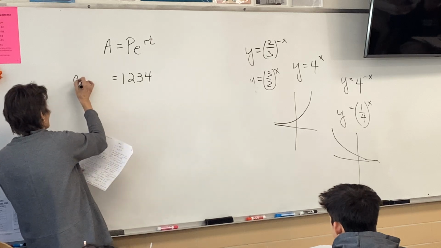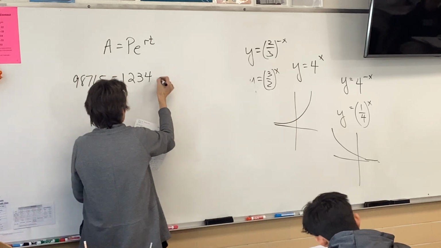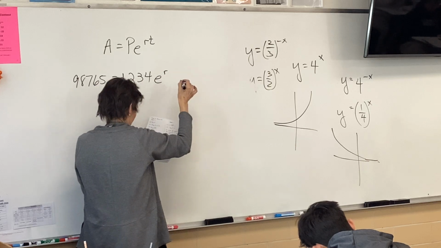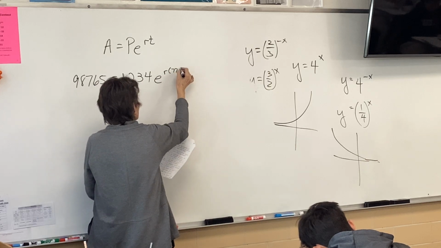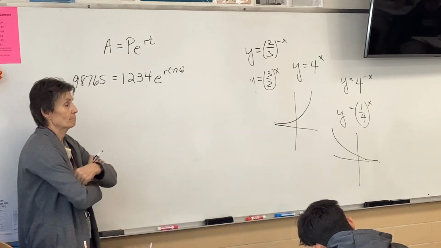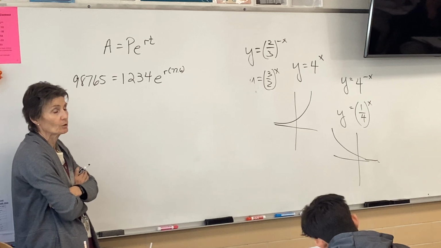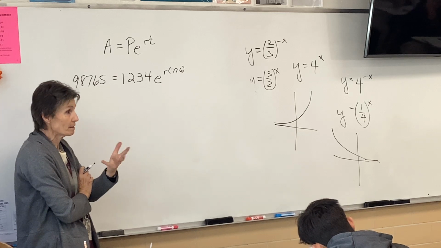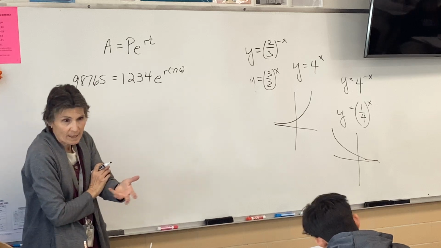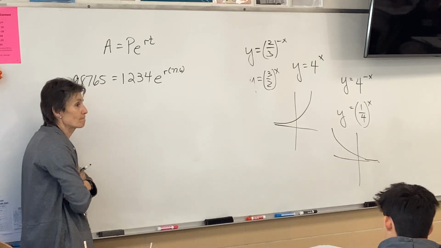All right, it increases from 1234 to 98765 in 77.6 hours. By what percent does it increase each hour? In other words, we're looking for the growth rate, like the interest rate in a money problem. All right, so what do we do? Divide.